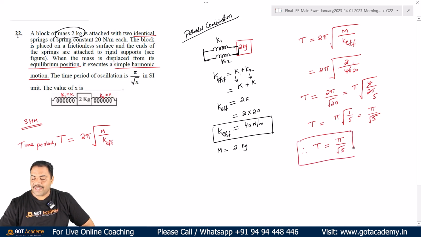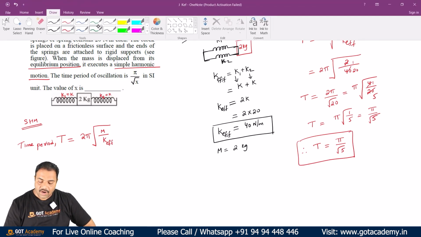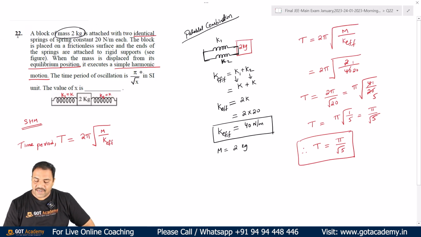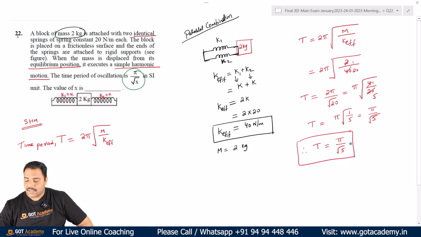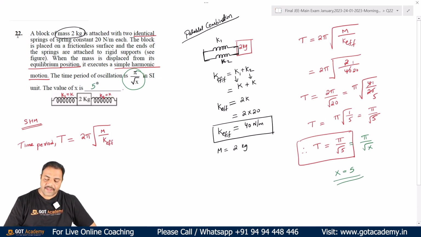So children, now please check the question. What was given is that the time period is pi by root x, and it is asking us to find out what is x. Just compare these two. In place of this pi by root 5, I write pi by root x. Now if you compare these two, x is equal to 5. He is asking what is the value of x, so in place of x, I write 5.